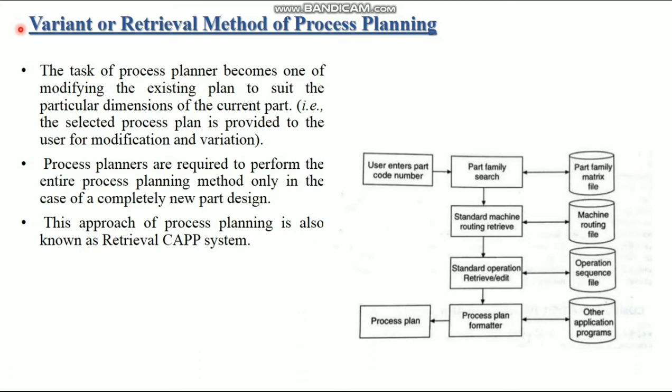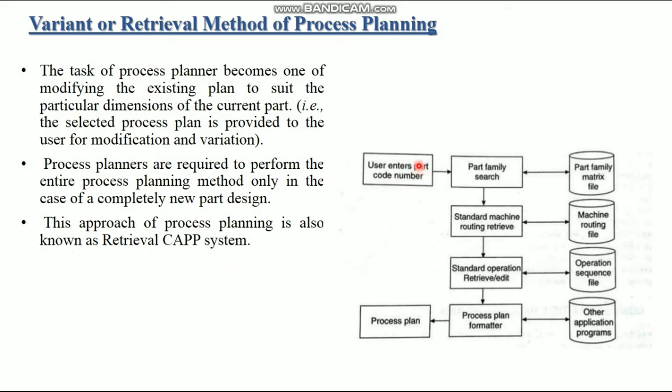This is the variant or retrieval method of process planning. The task of the process planner becomes one of modifying the existing plan to suit the particular dimensions of the current part. The selected process plan is provided to the user for modification and variation. The process planners are required to perform the entire process planning method only in the case of a completely new part design. This approach of process planning is also known as the retrieval CAPP system.